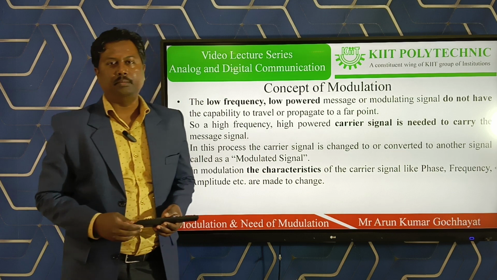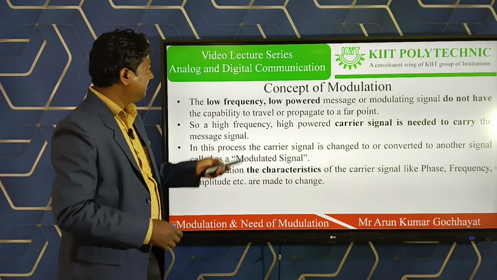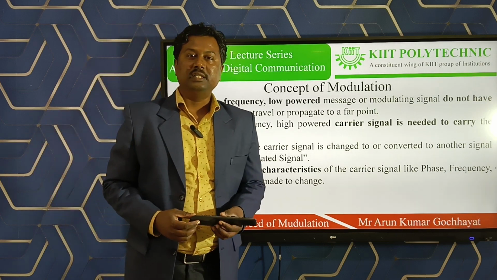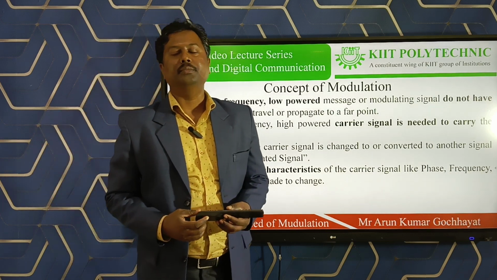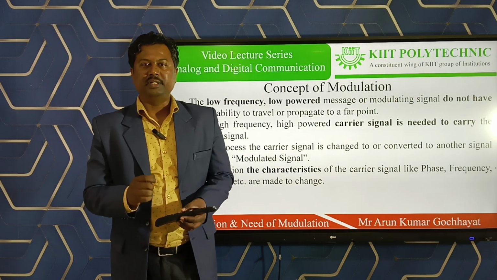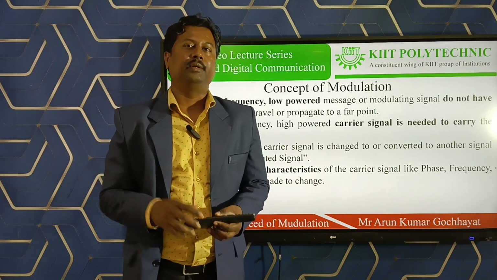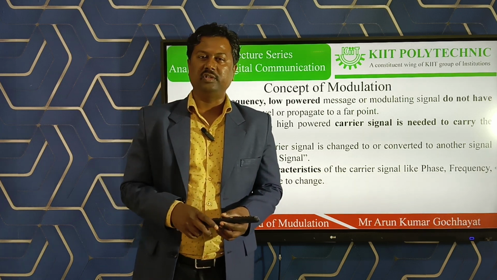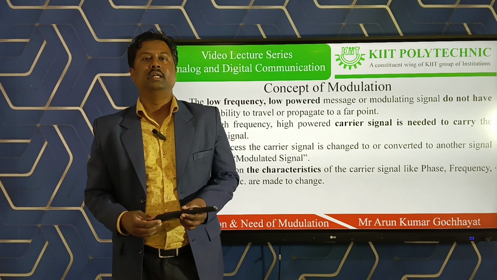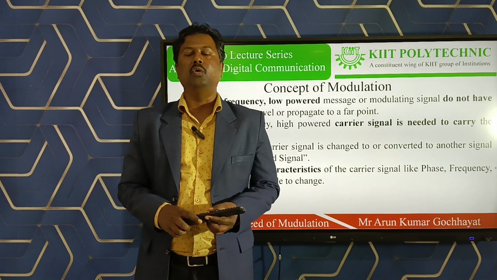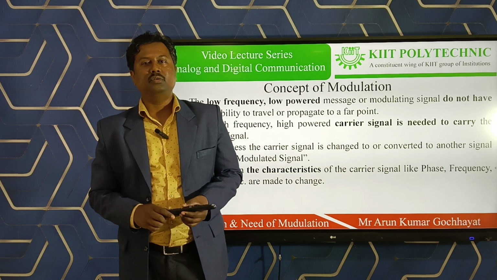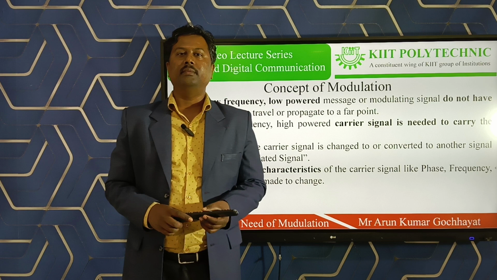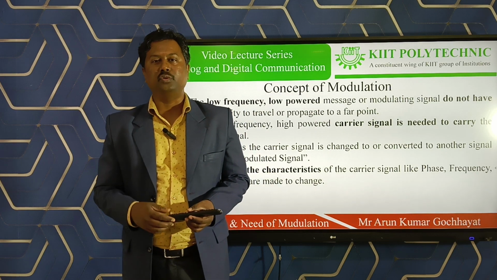Now the next slide, which is the concept of modulation: why modulation is required and what exactly happens in modulation. In the modulation process, a message signal is required to be transmitted to a far point. Message signals in the practical case usually come under the audio frequency range, from 20 Hz to 20 kilohertz, and these signals have low frequency and low power. So if we want to transmit those signals alone from one point to a far point, there may be a possibility that they may not reach the far point.